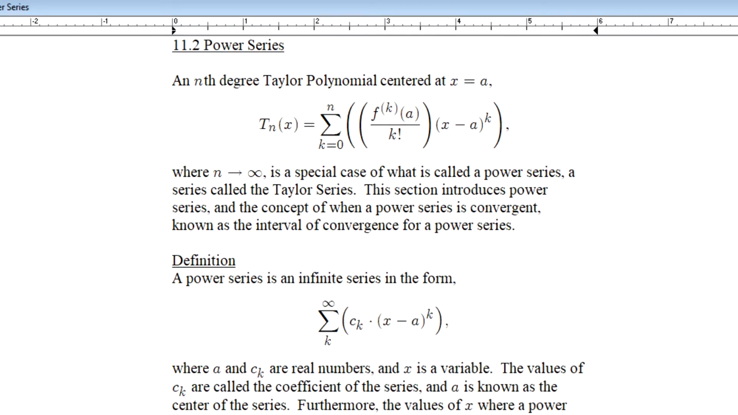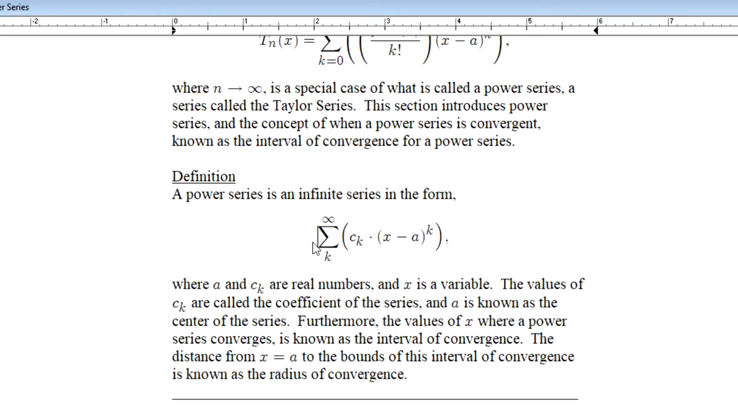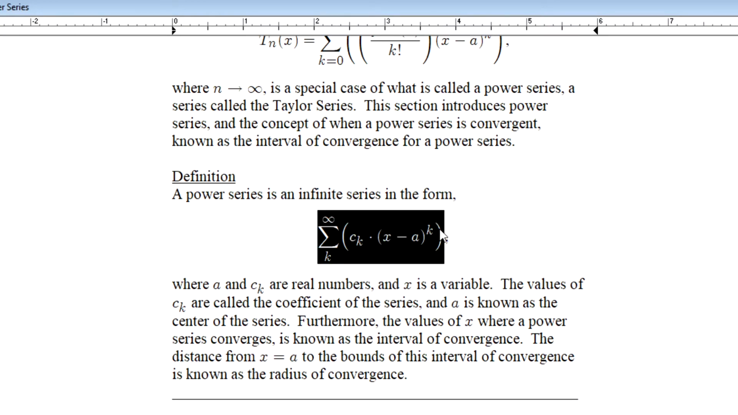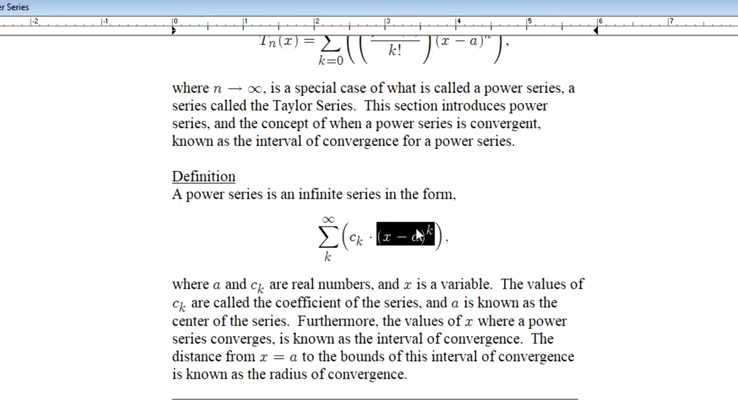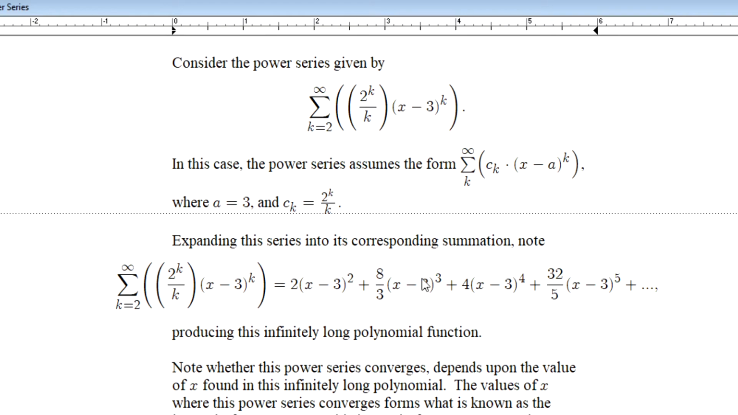Right? We are exploring these series known as power series, series that assume this form, where you have this common factor of x minus a raised to the kth, where a is some value of x that the series centers itself on, and c sub k is some coefficient. It's a real number in the series. Down here, it's these values of 2, 8/3, 4, 32/5, and so forth.